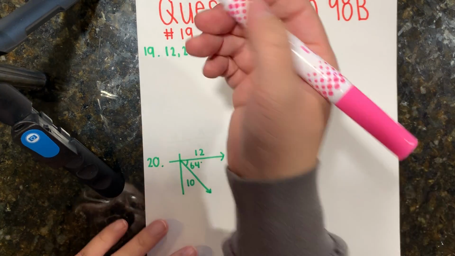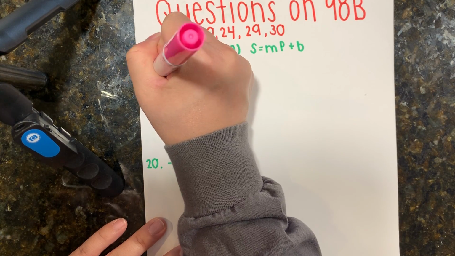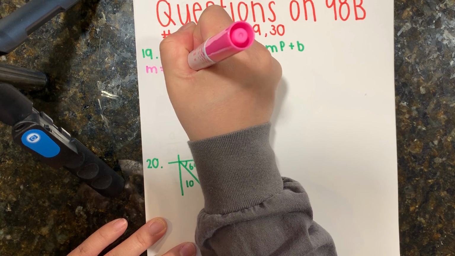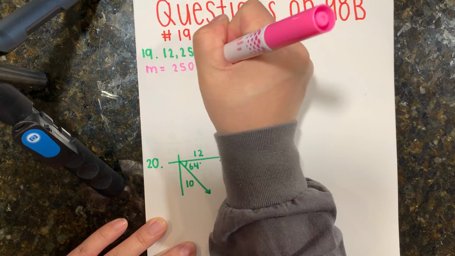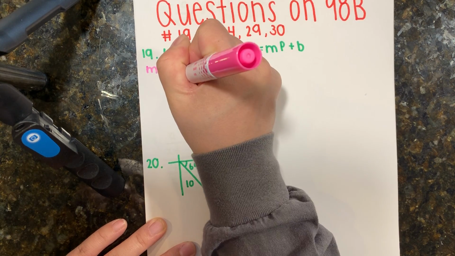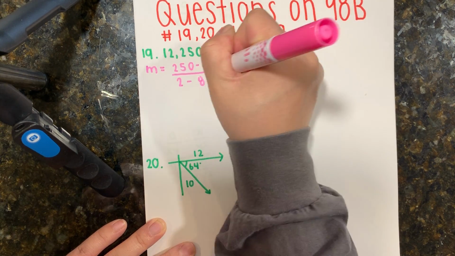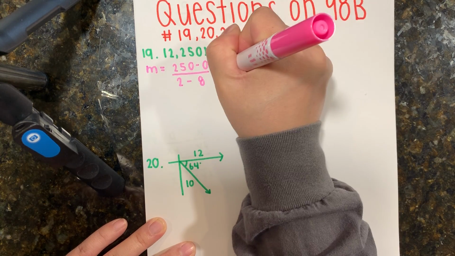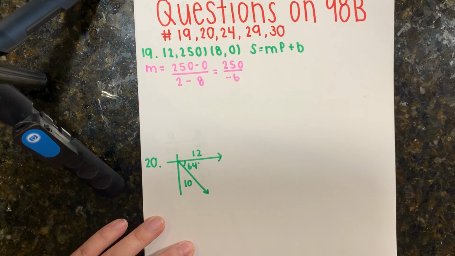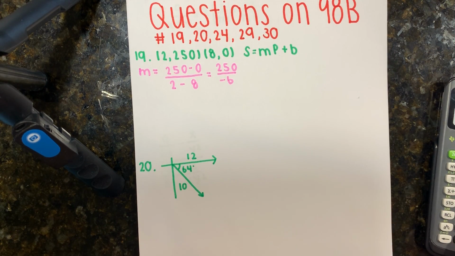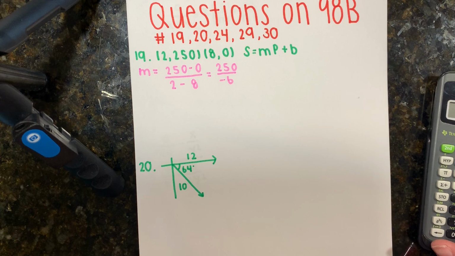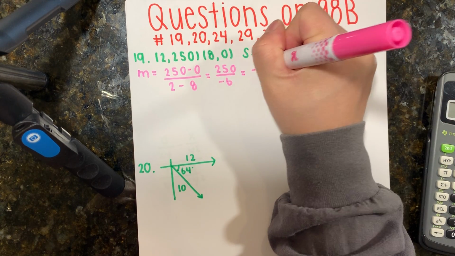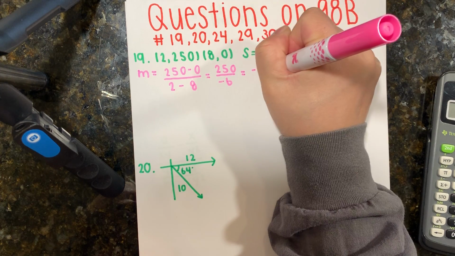So I'm going to start with those points and then I need to solve for the slope. So we're going to do y1 minus y2, so 250 minus 0 over x1 minus x2, which would be 2 minus 8. And that would give me 250 divided by -6. And that does not come out evenly, so I'm going to have to use a fraction. So it's going to be -125 over 3.